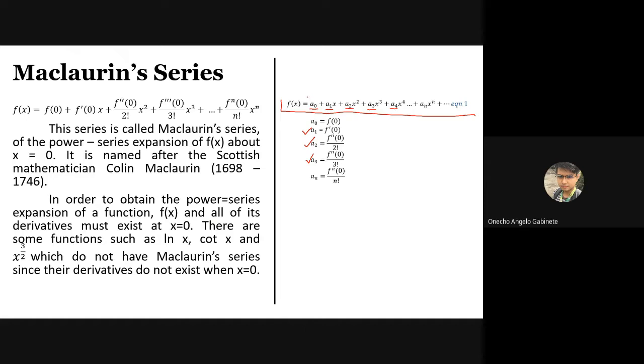So, if we rewrite it, it becomes the Maclaurin series. This is the Maclaurin series, or the power series expansion of f of x about x equals 0. It was named after the Scottish mathematician Colin Maclaurin, 1698 up to 1746. So, how old was he then? In order to obtain the power series expansion of a function f of x, f and all of its derivatives must exist at x equals 0.